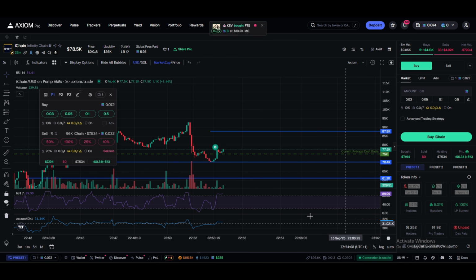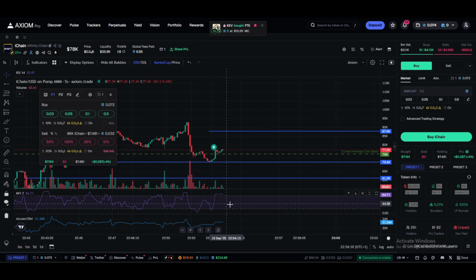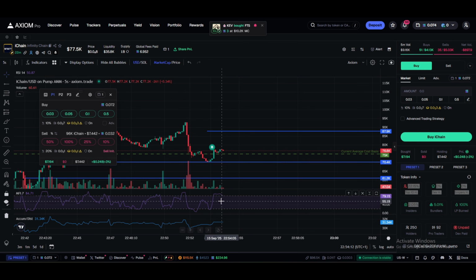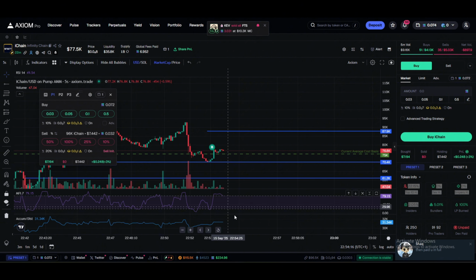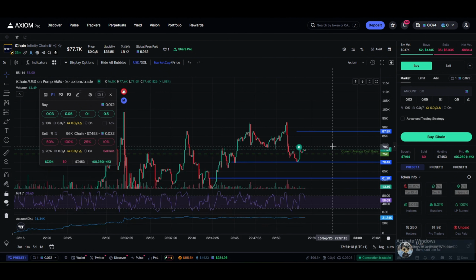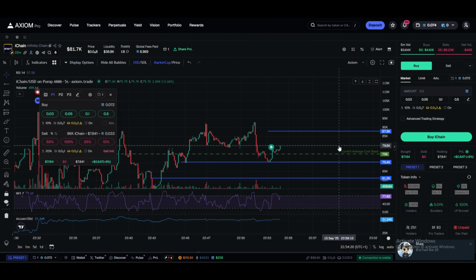And obviously the MFI is also a good indicator of whether to sell or not, because as you can see, it's sort of overbought here, so it's probably going to dip a little bit and then it might rise back up. Who knows though? Who knows?